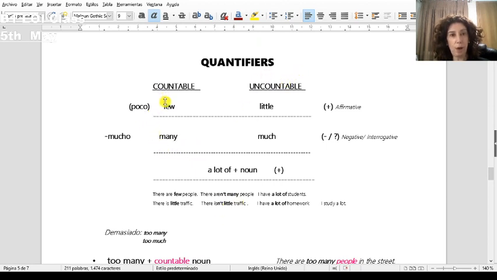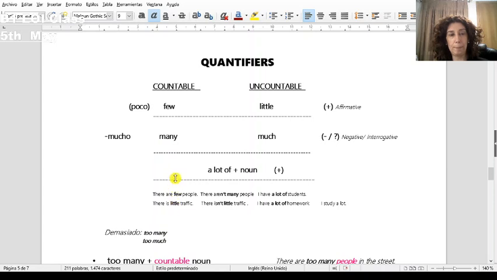Then, let's see what is this explanation. Quantifiers. Well, here you have the countable and the uncountable. This is used for all kinds of nouns. Then, countable, que signifique poco, es few, de normal en afirmativa. Few, ¿vale? Y que signifique poco, pero incontable, es little. Ejemplo, aquí. There are few people. Hay poca gente. Es contable, few. There is little traffic. Traffic is uncountable, utilizo little. ¿Entendéis cómo va? Contable y incontable, que significa poco.